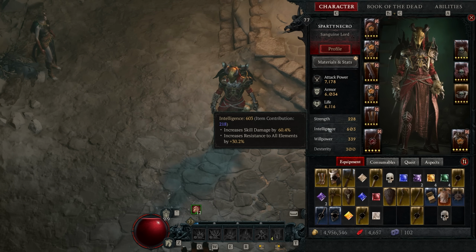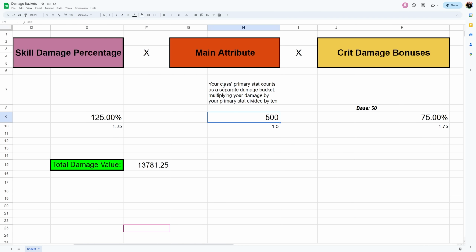that's the equation, because we're taking a look at your class's primary stat counting as a separate damage bucket, which is main attribute, multiplying your damage by your primary stat divided by 10. So 500 divided by 10 is 50, because we're just dropping a 0 off the end of it, so that we're doing 50% damage from main attribute. What did I say we're doing with our equations? We're pretty much throwing a 1 in front of it, so we can see that's 150%. That is the easiest way to look at this, because we're taking that number, getting the 50% from the 10, and then making that into a 1.5, because that's how we'll be multiplying it into the equation.